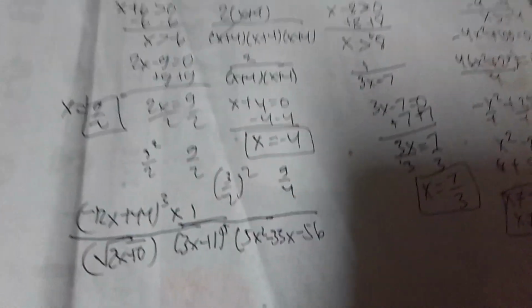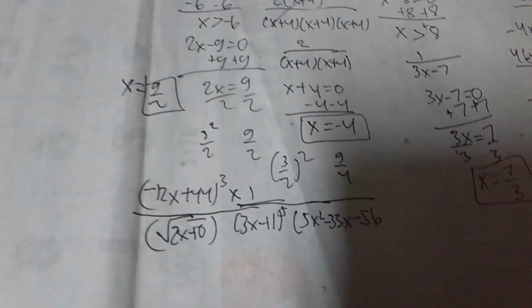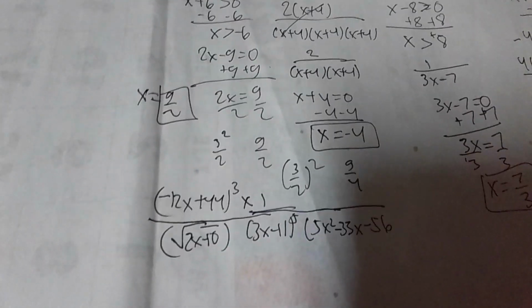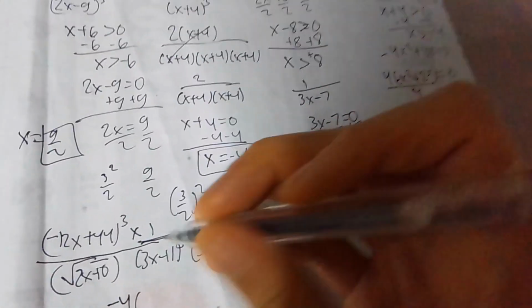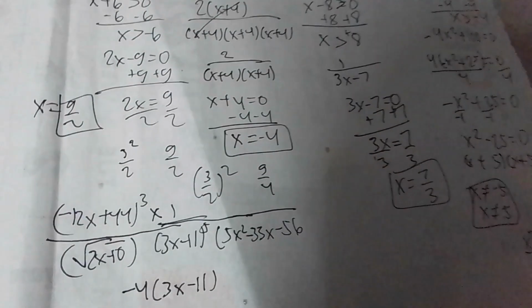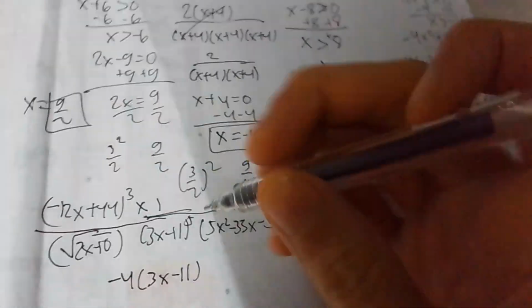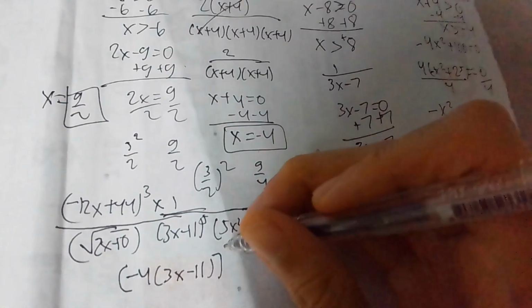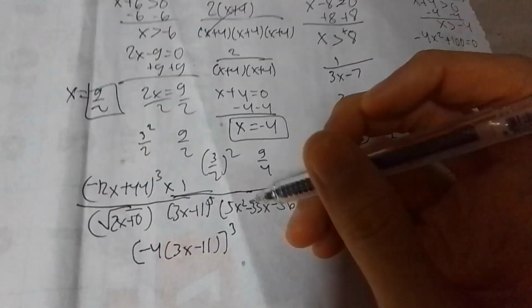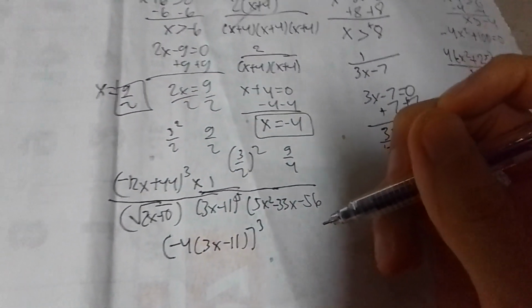Alright? I think to keep things simpler, we can just factor something out. Actually, we can do that, because did you know the negative 12x plus 44 can be written as 3x minus 11? How do we do that? We factor out negative 4. So factoring that out, we're supposed to get negative 4 times 3x minus 11. But actually, that is in cube. So therefore, we have to put it like this, so that the exponent can be distributed. So this would be negative 64, and this would be 3x minus 11 cubed.